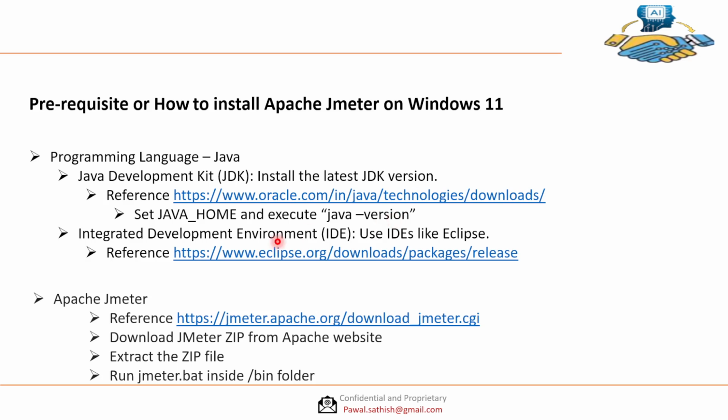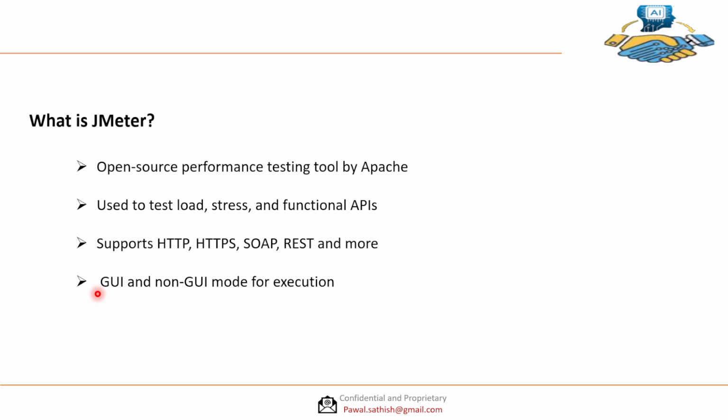We'll also install Eclipse. I already gave the IDE URL, and after that we'll install Apache JMeter. Once we download the Apache JMeter zip file, we'll extract it, and inside the bin folder we'll execute the jmeter.bat file. Once both Java and Apache JMeter are installed, we are good to start our first script. But before that, we'll see what JMeter is.